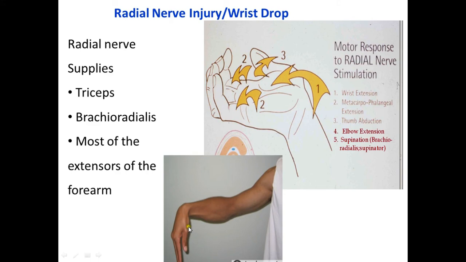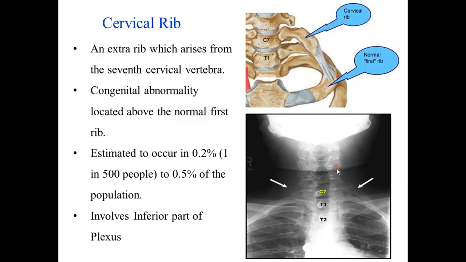As for radial nerve injury, it causes wrist drop, as obviously it causes the wrist drop. It supplies the triceps, brachioradialis, most of the extensors of the forearm over here. We can see wrist extension, metacarpophalangeal extension, thumb extension, elbow extension, supination, they are intact. When the function of the muscles becomes lost, it means the nerve is damaged, because the nerve is supplying these muscles over here.